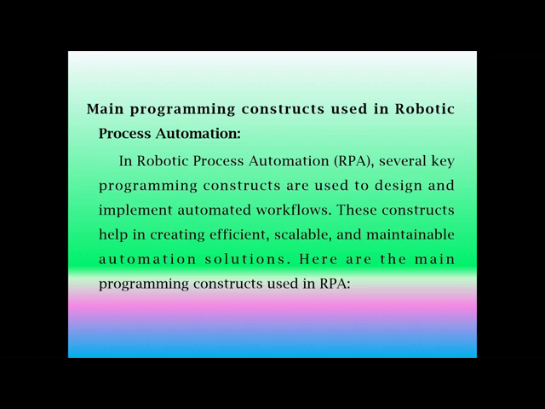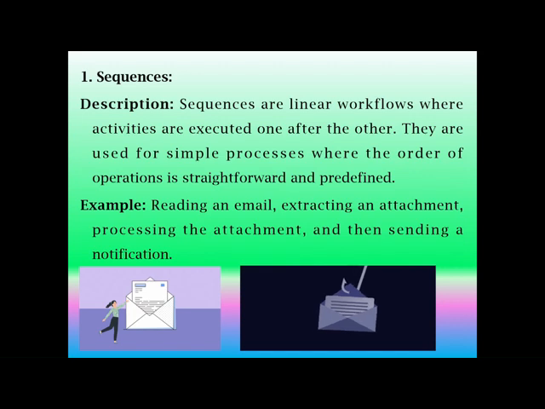In robotic process automation, several key programming constructs are used to design and implement automated workflows. These constructs help in creating efficient, scalable, and maintainable automation solutions. Now, let us see the main programming constructs which are essential for the effective application of RPA. Among them, the first one is sequences. Sequences are linear workflows where activities are executed one by one. They are used for simple processes where the order of operations is straightforward and predefined.